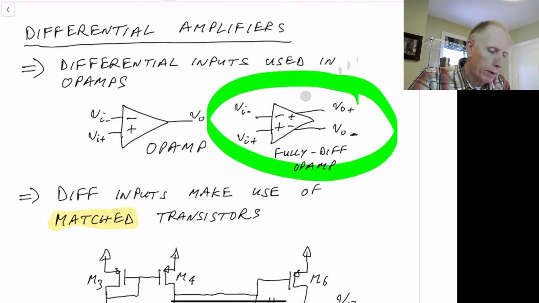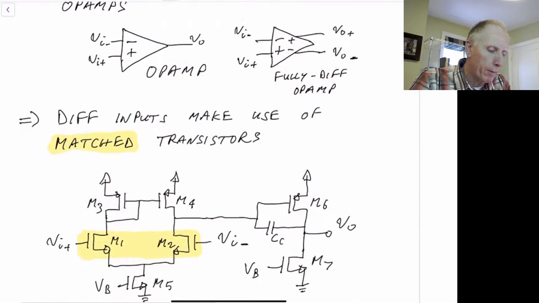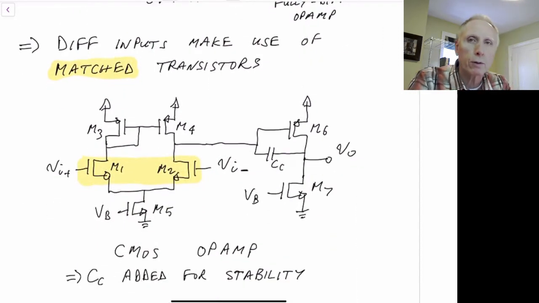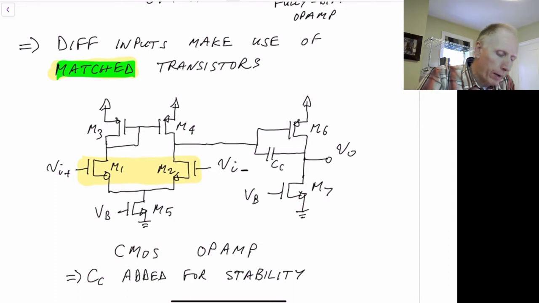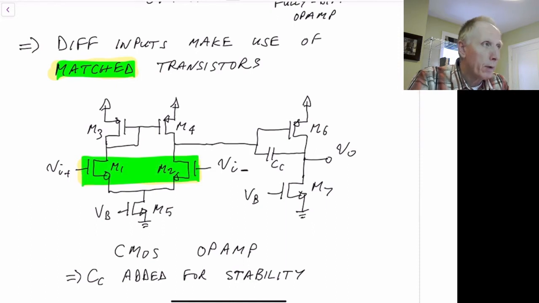Differential inputs of an op-amp make use of matched transistors. Shown here is a typical two-stage CMOS op-amp. We have our matched differential inputs right here, M1 and M2. M1 and M2 should be matched, meaning they have the same width over length, and they also would have the same threshold and same μn Cox. And they generally are placed very close to each other on an integrated chip so that they can be better matched.